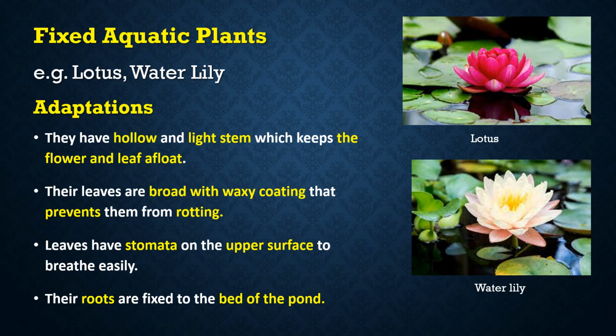They have hollow and light stem which keeps the flower and leaf afloat. Their leaves are broad with waxy coating that prevents them from rotting. Leaves have stomata on the upper surface to breathe easily. Their roots are fixed to the bed of the pond.